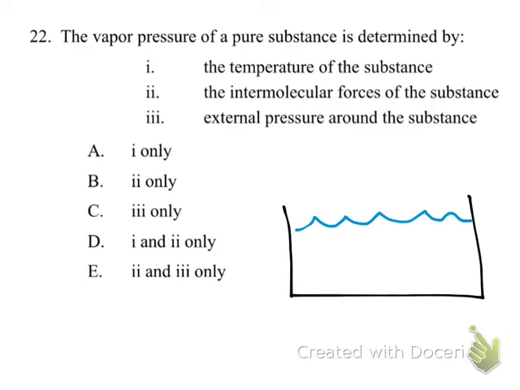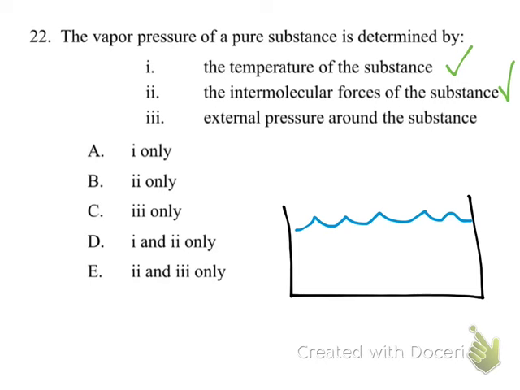So, statement 1, the temperature of the substance. That absolutely impacts the vapor pressure because the more heat you put into a liquid, the more kinetic energy it has, the more molecules are going to be able to escape into the gaseous phase. Intermolecular forces of the substance absolutely impacts the vapor pressure, because the more intermolecular forces there are, the more tightly the molecules are holding on to each other, the fewer molecules will be able to escape into the gaseous phase. So more IMFs means less vapor pressure.